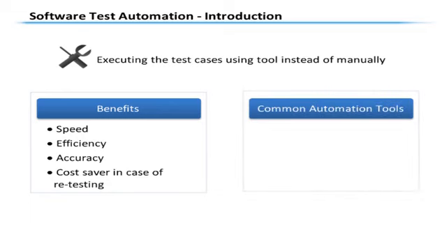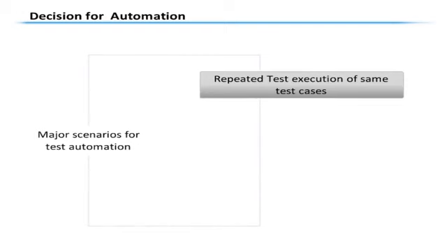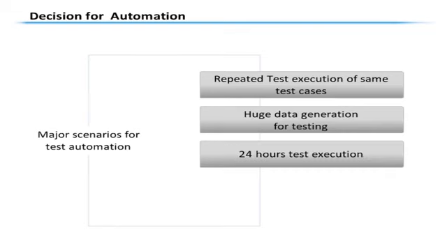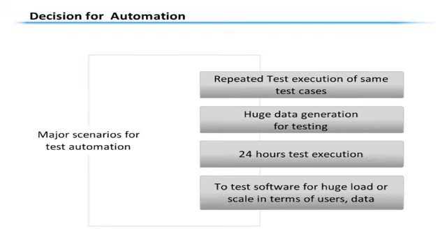Various testing tools are available to perform the automated software testing. Leading vendors of these tools are HP and Mercury. Some of the testing tools are HP QTP and HP LoadRunner. Let's look at some of the reasons why we would do this. Major cases for test automation are repeated test execution of the same test cases, huge data generation for testing, and even 24-hour test executions. Testing for huge load or scale in terms of users, data, etc.